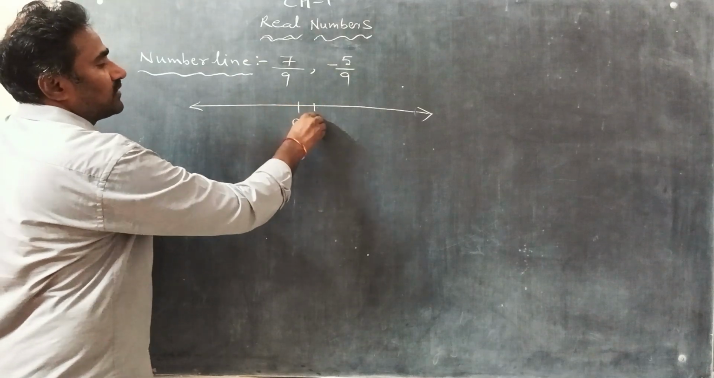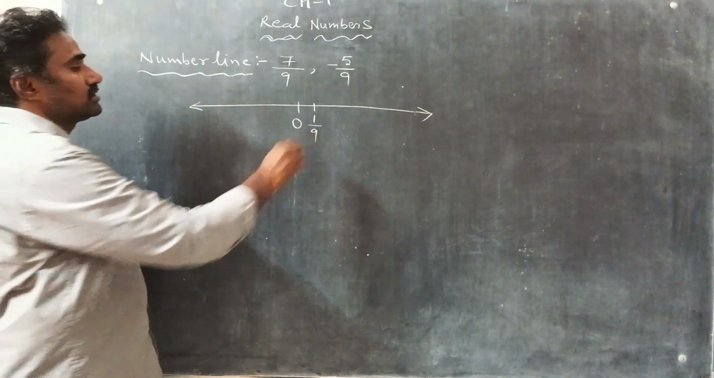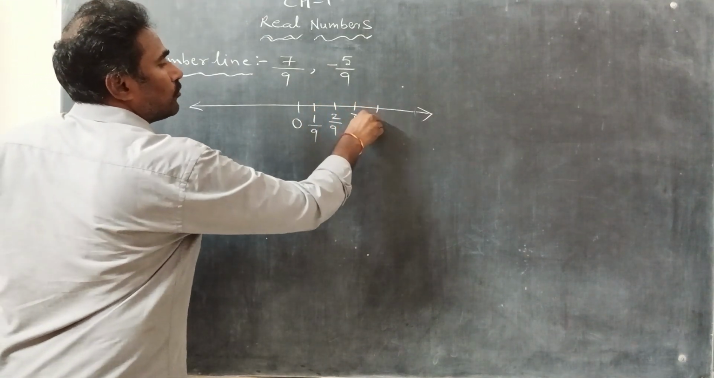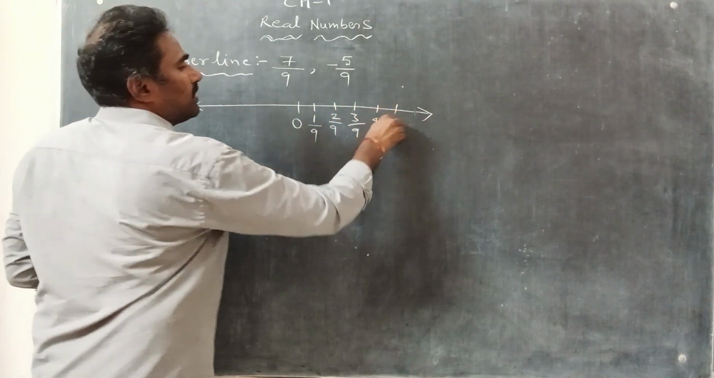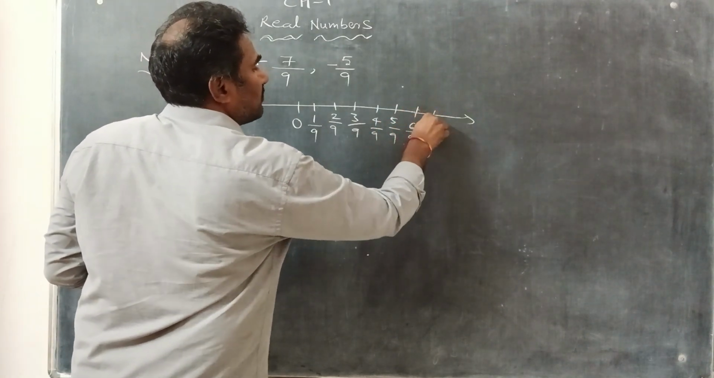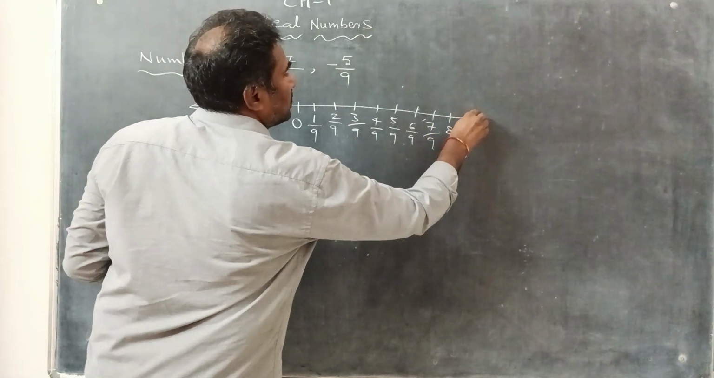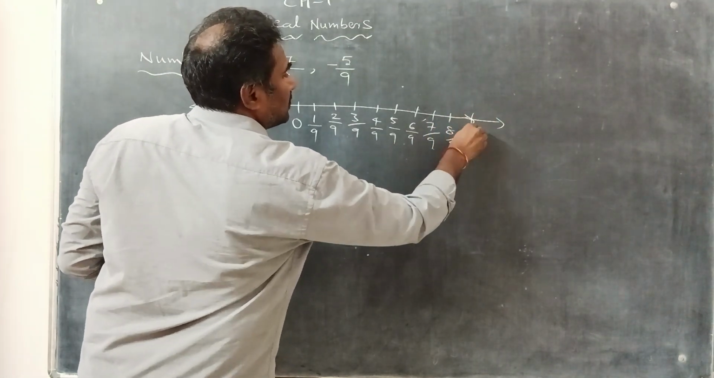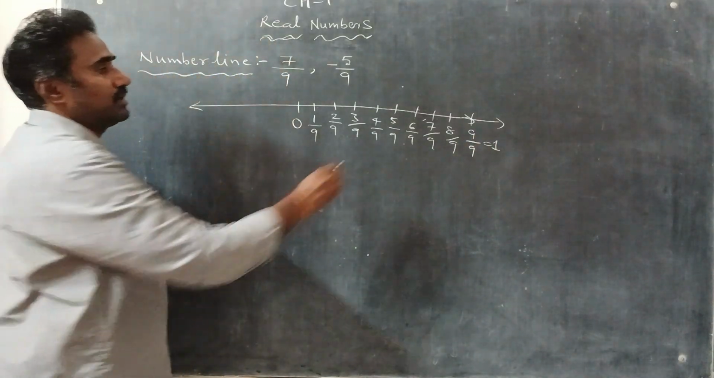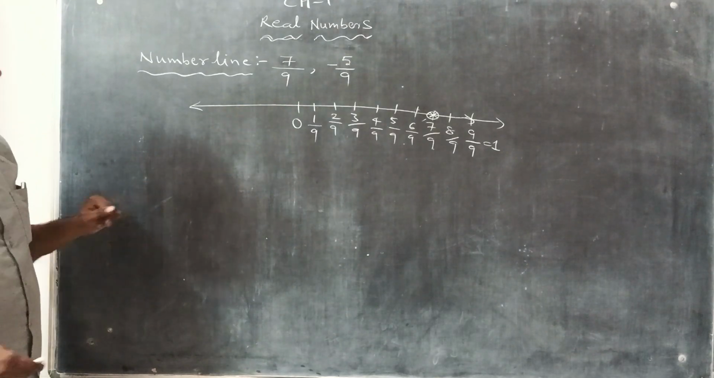First, on the right-hand side, look at the denominator and write 1 by 9, 2 by 9, 3 by 9, 4 by 9, 5 by 9, 6 by 9, 7 by 9, 8 by 9. Last, you write 9 by 9, which is equal to 1. So where is 7 by 9? Here. We know the proper fraction value is always less than 1.